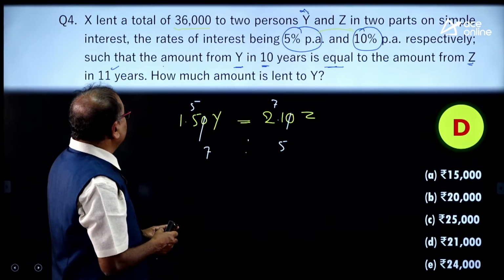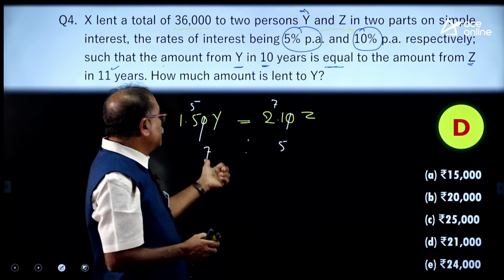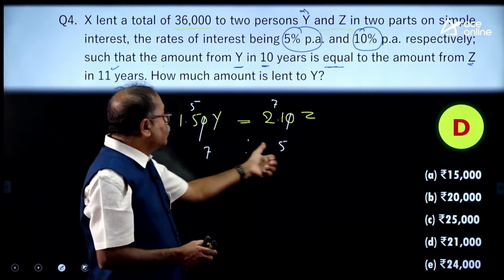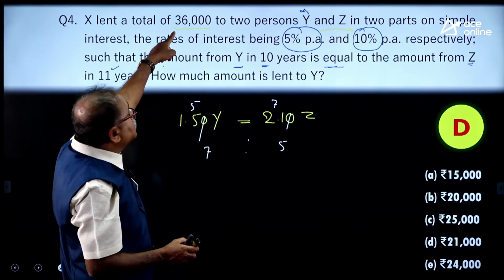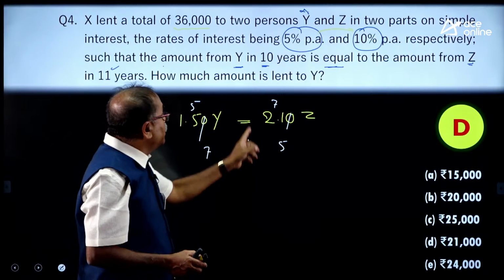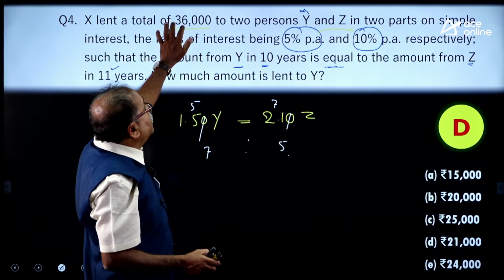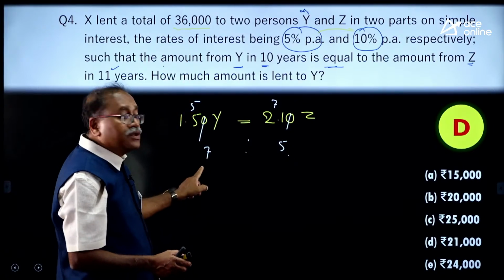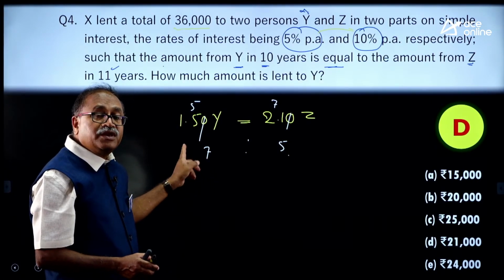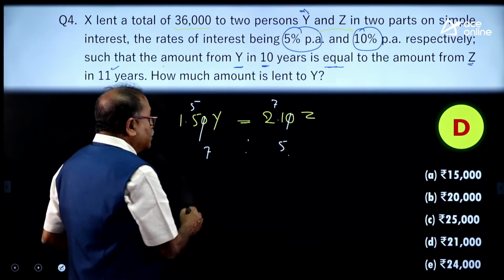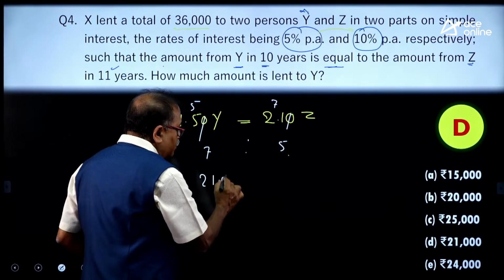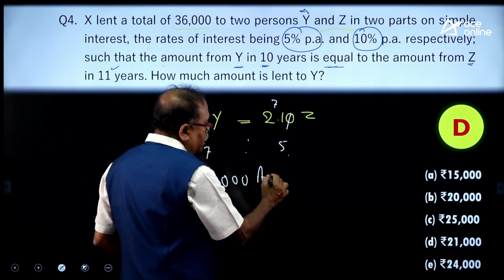It is asked how much money is lent to Y. This one is 7 parts, the total is 12 parts, and 36,000 is there. When I divide 36,000 by 12 parts, I will be getting 3,000 as one part. What will be 7 parts? So, 7 into 3, 21. So, my answer should be 21,000. That is your answer, my friends.